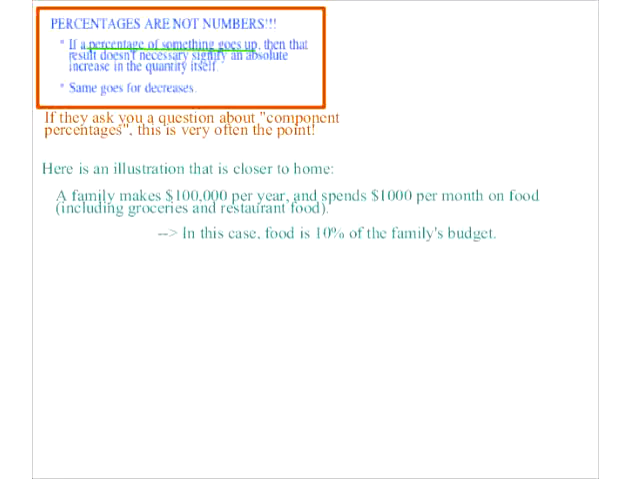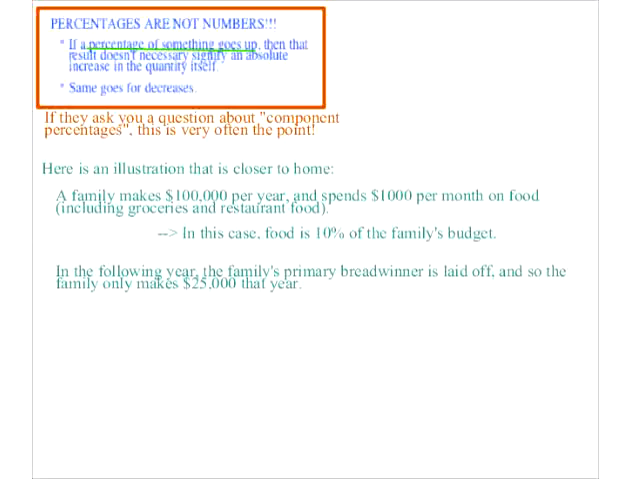On the other hand, now let's say in the following year, the family's primary breadwinner becomes unemployed, so laid off or whatever else, and so the family only makes $25,000 that year. So the family cuts back on its food spending. This is per month. So this is 12,000 for the year. I'm sorry about that.